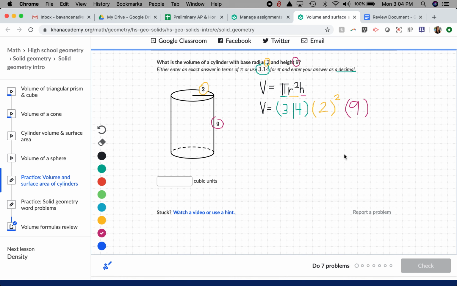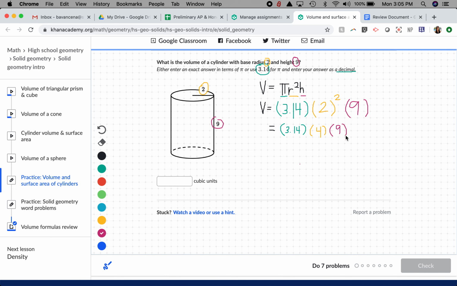So this is what we have to simplify now. I notice that there is an exponent here. Based on PEMDAS, exponent will come before multiplication. So what I'm going to do is bring down 3.14, and I'm going to be able to simplify this because 2 squared is simply 2 times 2, or 4. And finally, I'm going to bring down the 9.